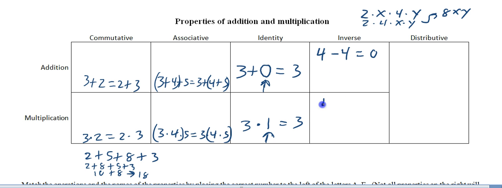And then for multiplication, if you have 4, 4 times what will give you 1? That's our base for multiplication. And that's the fraction form of it, 1/4. If you had a fraction, it would just be the reciprocal of the fraction.